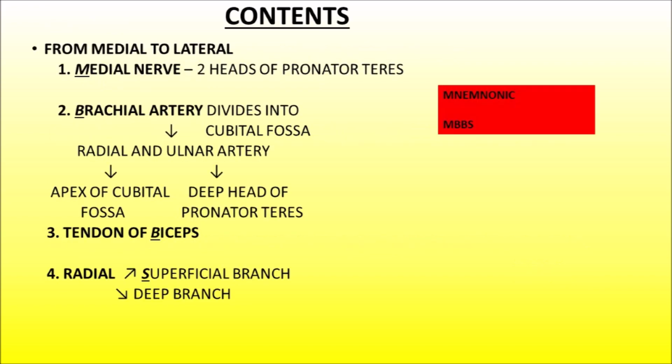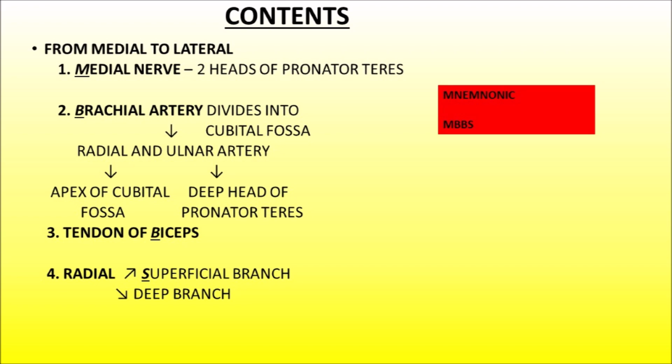Let us move on to the contents, from the medial to the lateral part. The median nerve passes between the two heads of the pronator teres, and the brachial artery divides into its terminal branches in the cubital fossa, namely the radial and the ulnar artery.